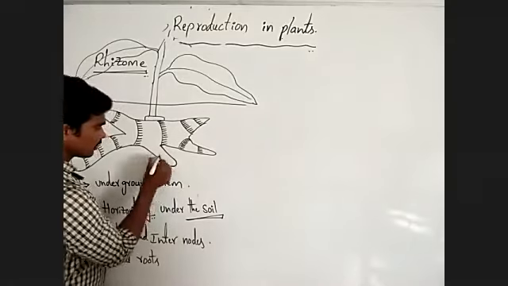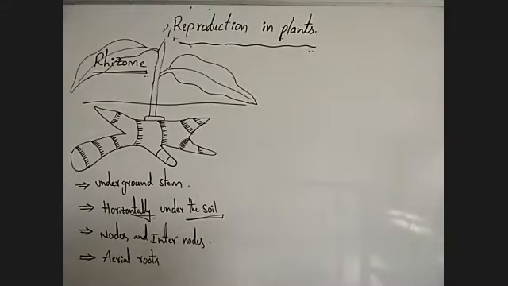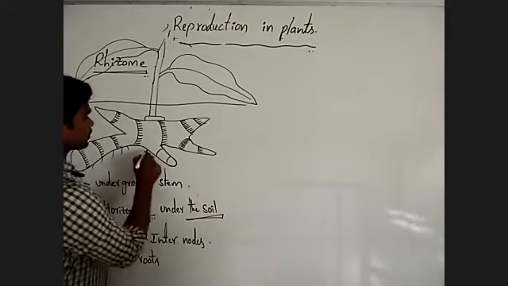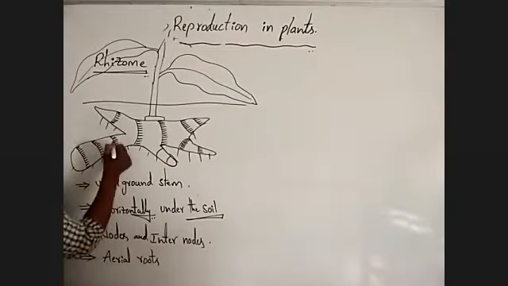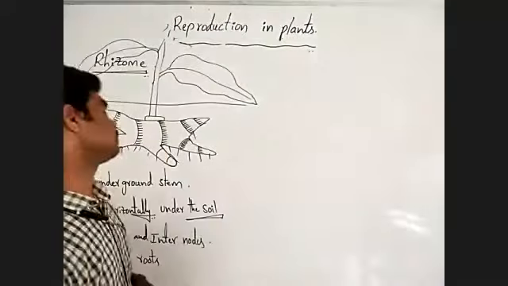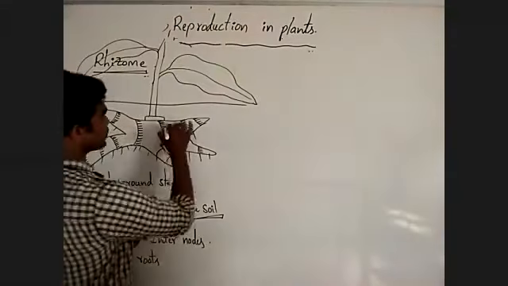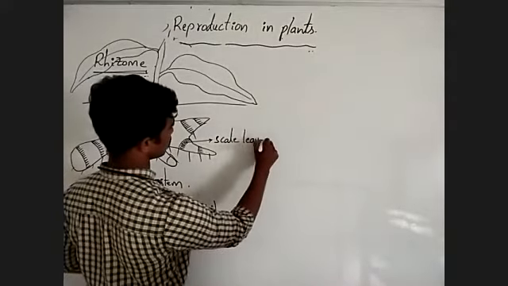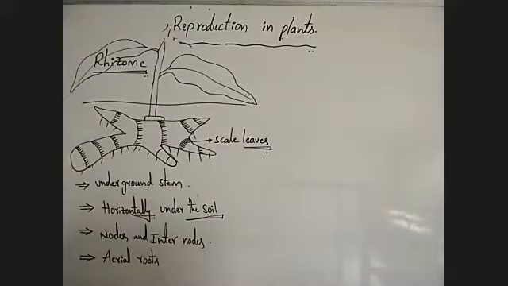Next to the axillary bud, they develop the daughter corm, and from the ventral surface, adventitious roots are grown into the soil. Next, leaves are modified as scale leaves.